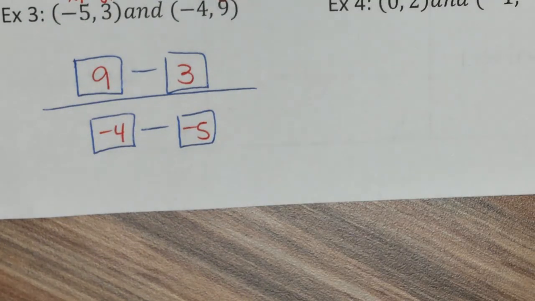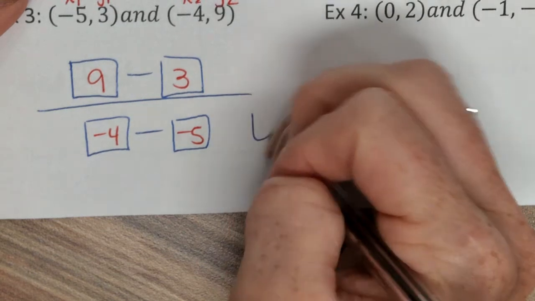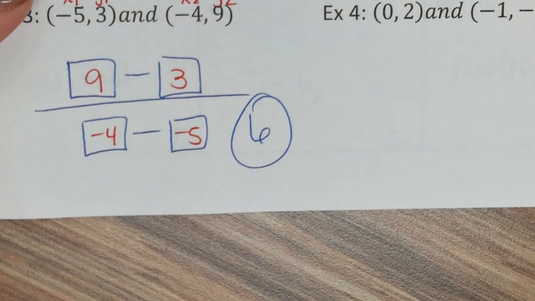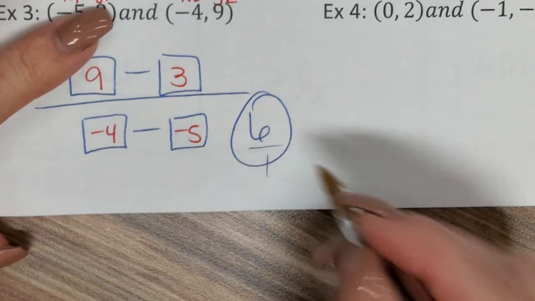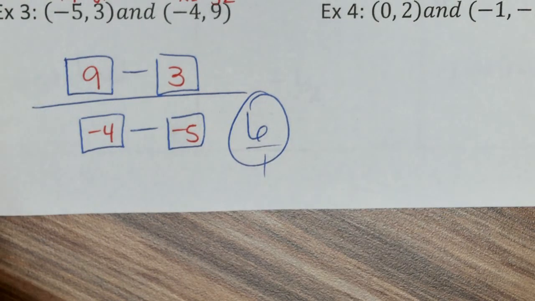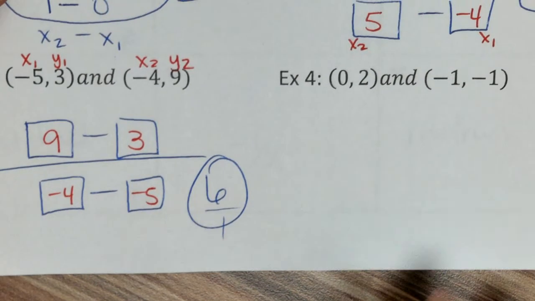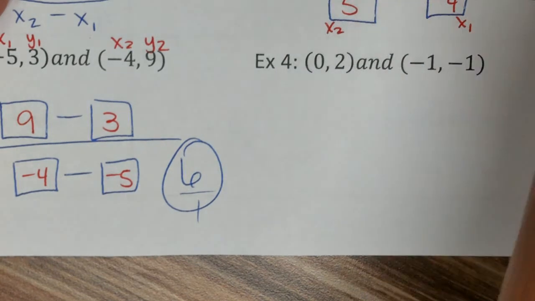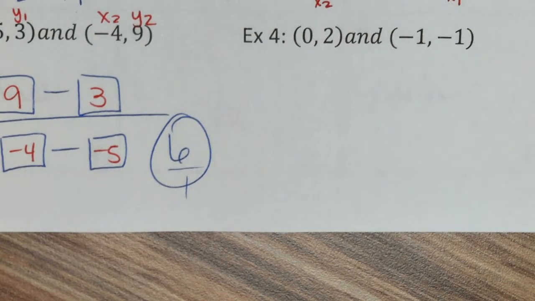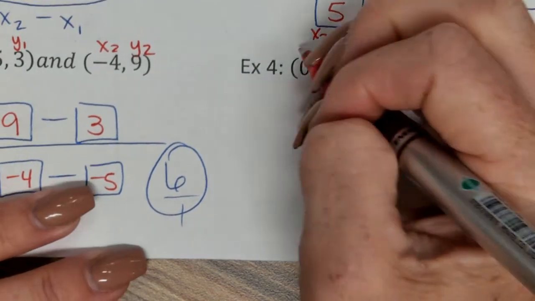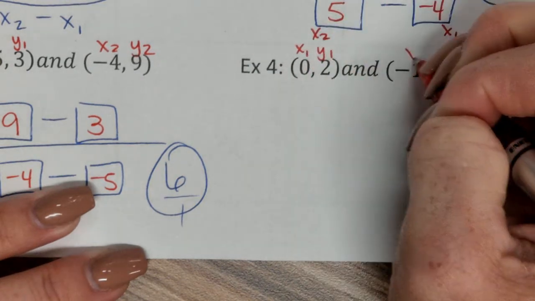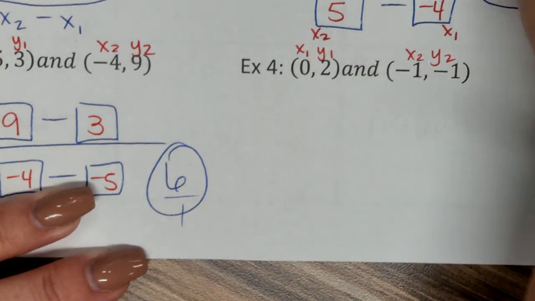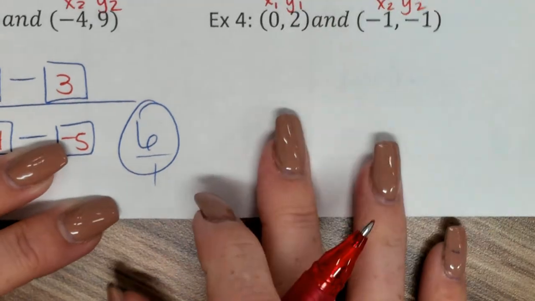Did everybody get 6? That's your slope. What if I wanted rise over run, though? It's a whole number. You just stick it over 1, so the rise is 6 and the run is 1. Because 6 divided by 1 is still 6, right? All right, try the last one on your own. Make sure you label. The biggest part is labeling.